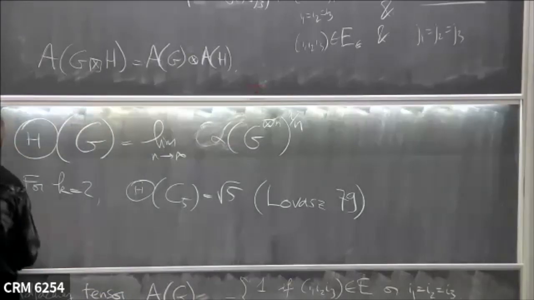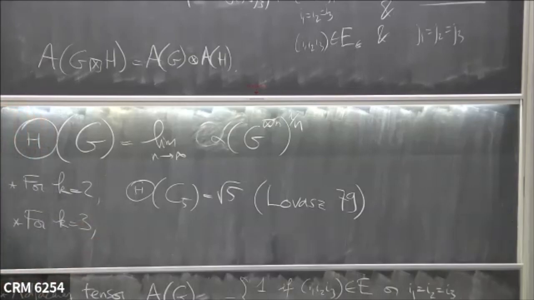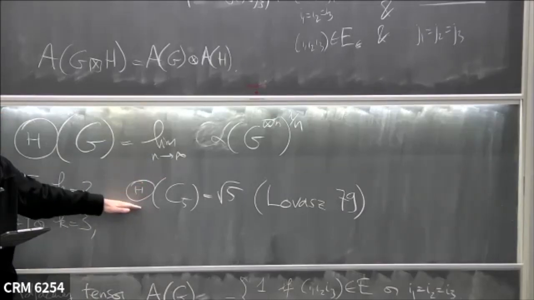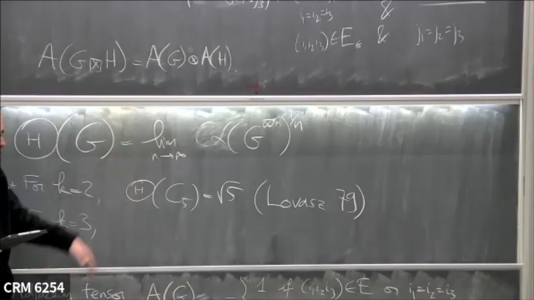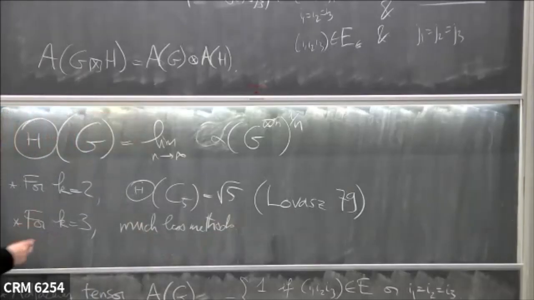Now for k equals 3, we have much less methods. We do have some methods which are based on the rank. So maybe before going to k equals 3 and k equals 2, there's the Lovász theta function, but you can also use rank-based bounds because the rank of tensor products of matrices is multiplicative. So you can use the rank to give upper bounds on the Shannon capacity. For k equals 3, there are some rank methods, which is what people used for the capset problem. But in general, there are much fewer methods. Okay, so this is the general picture about Shannon capacity.